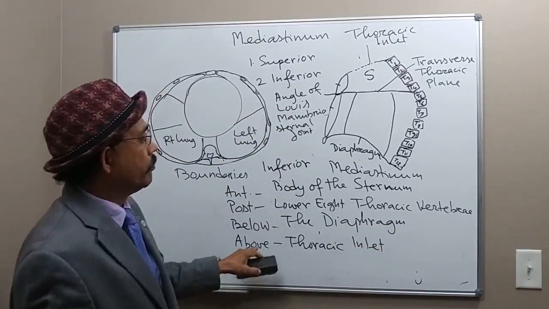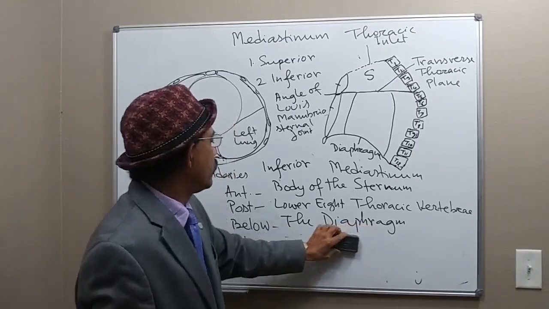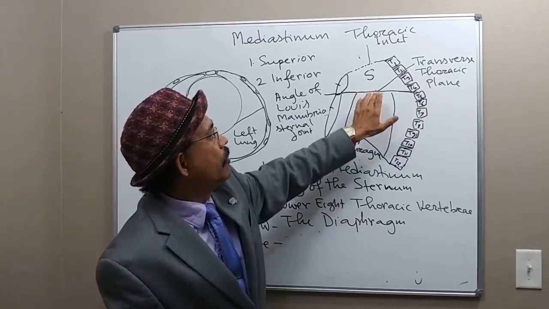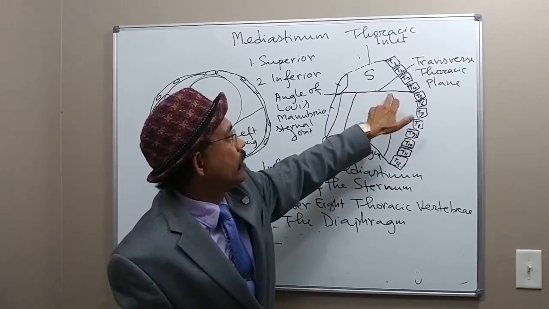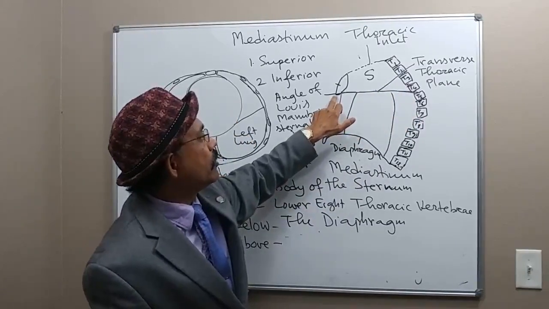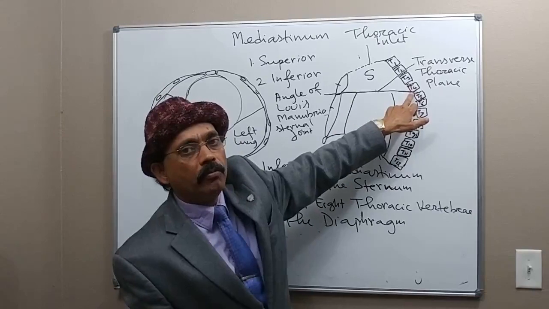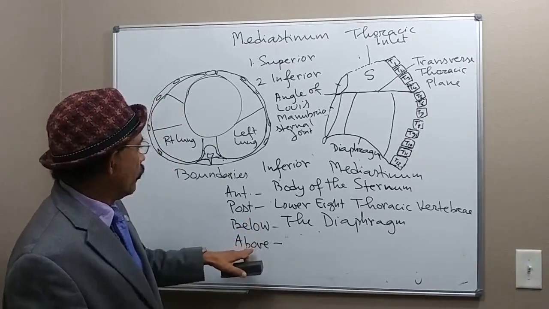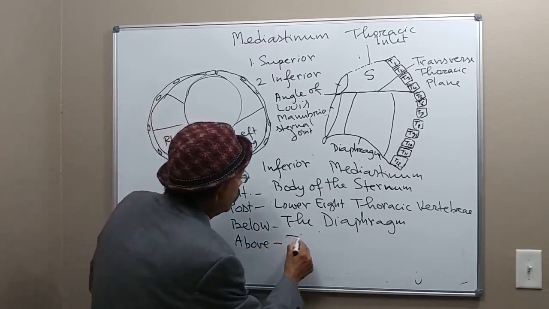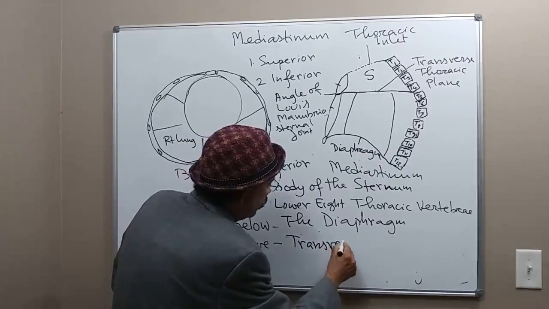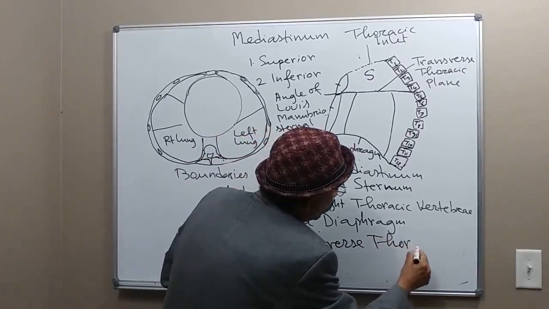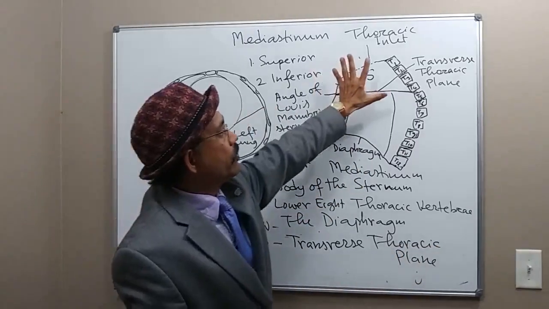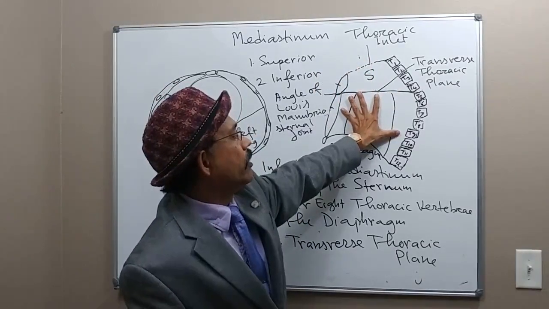Above, bounded by what? By the transverse thoracic plane. So this is inferior mediastinum. Bounded above by the transverse thoracic plane, extending from the angle of Lewis anteriorly, posteriorly lower border of the body of the T4 thoracic vertebra. So what is the upper boundary of the inferior mediastinum? That is the transverse thoracic plane. We got superior mediastinum. This entire part is the inferior mediastinum.